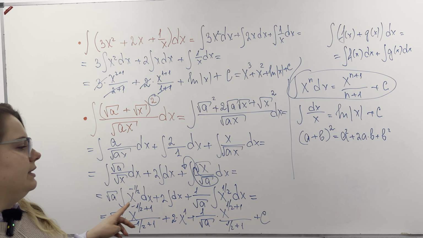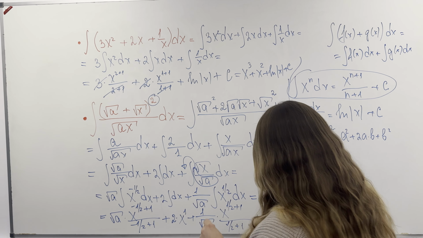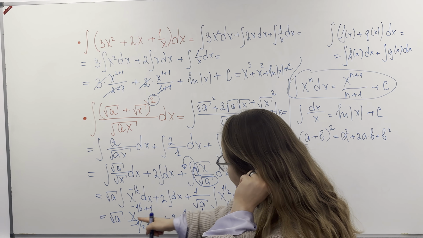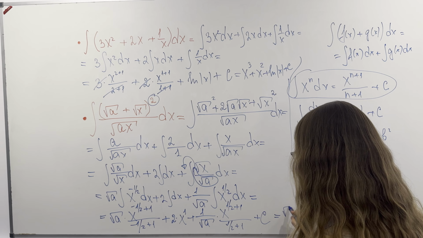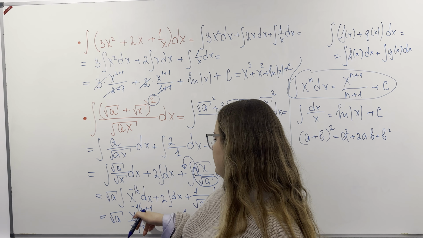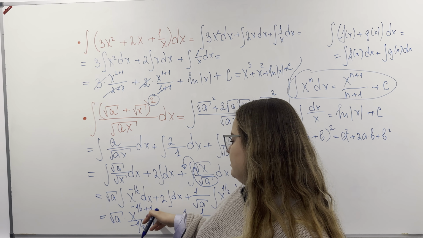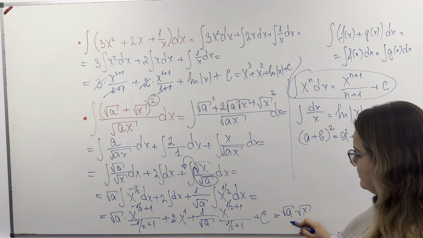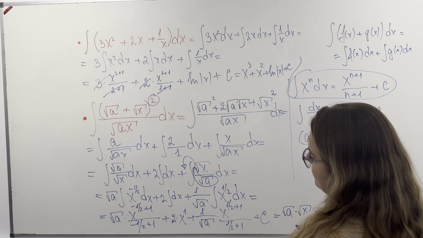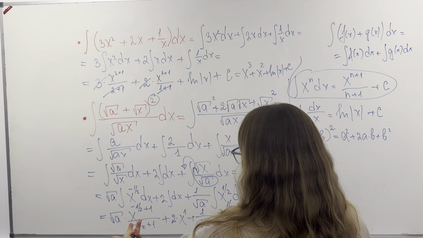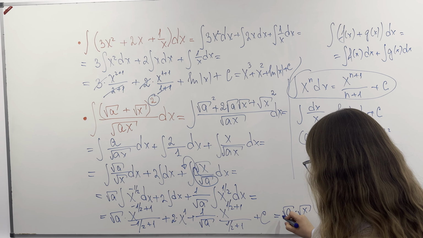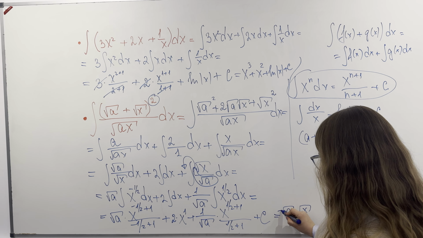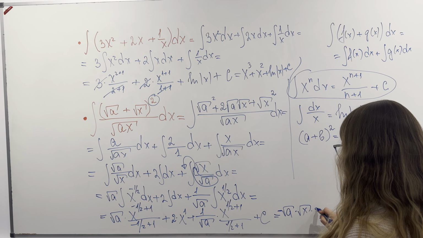And we can rewrite it a little bit simpler. So here will be square root of a, and then minus 1 divided by 2 plus 1, it will be square root of x divided by 1 divided by 2. So we can actually write it, well, 2 here.